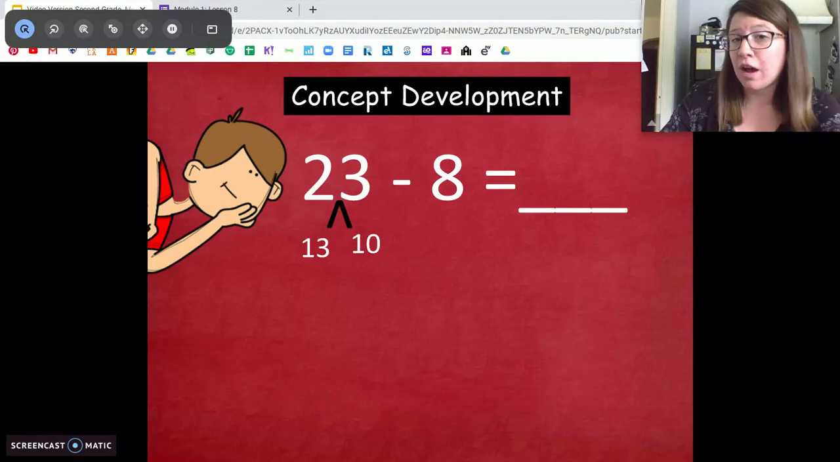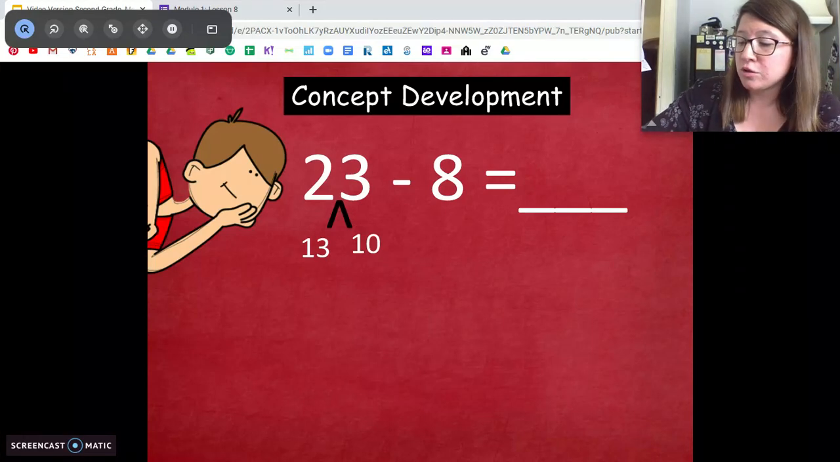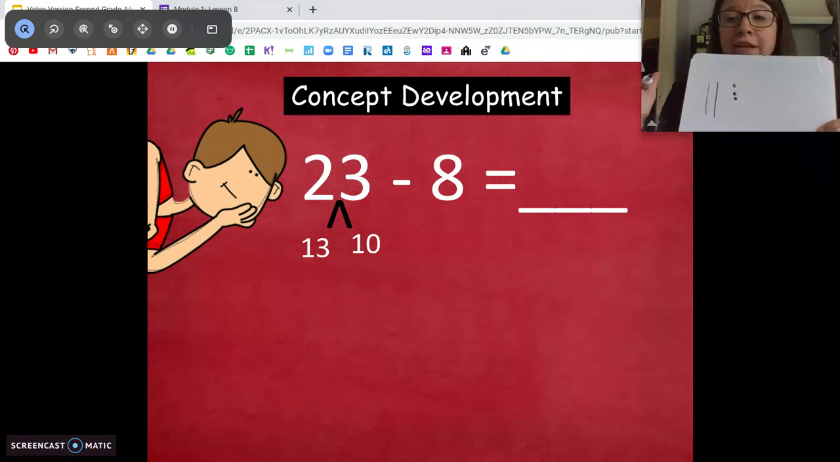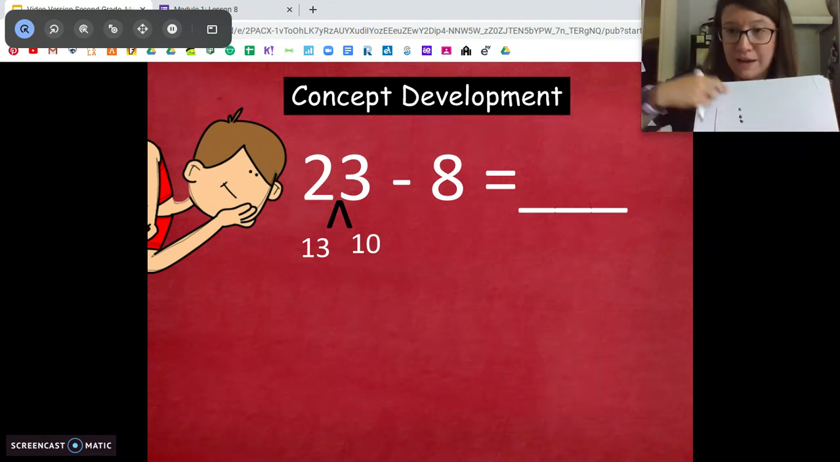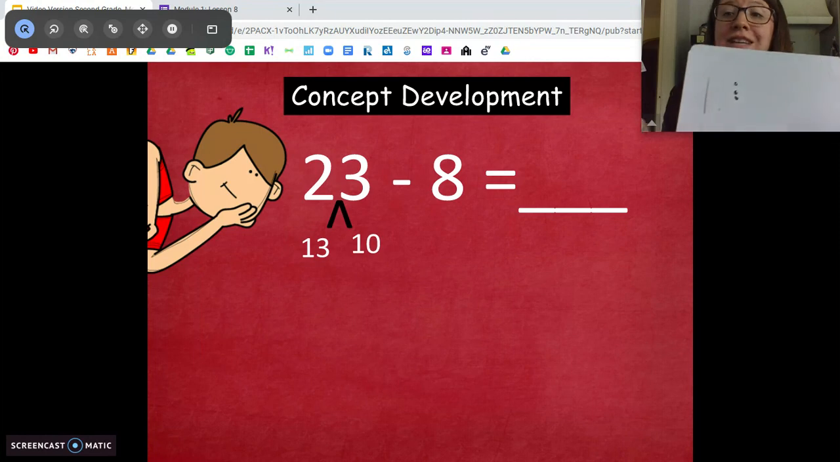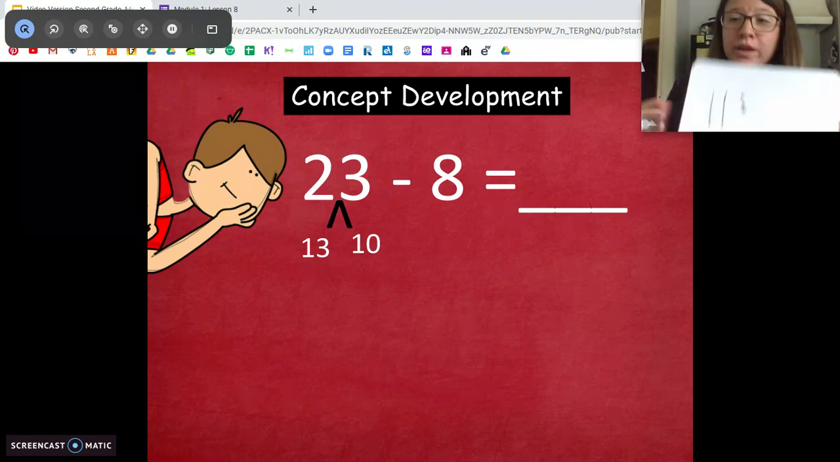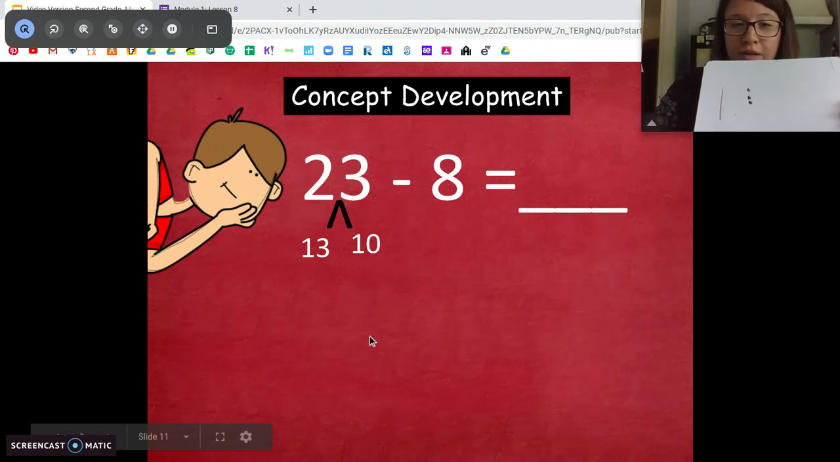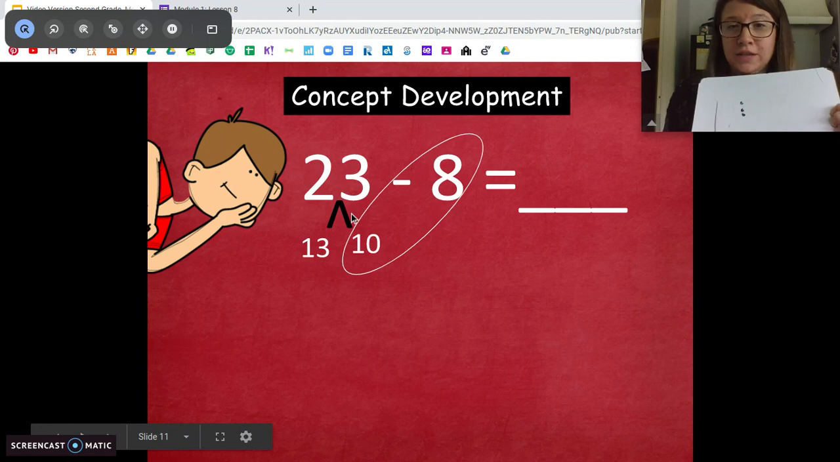If you need to draw a picture, draw 23 out. Totally fine. I'm going to take out a 10, and I have 13 left. If that helped you make sense of it, do that. Okay? Started with 23. We're going to do our take from 10 strategy. Take out a 10. There's our 10, and our other part is 13.